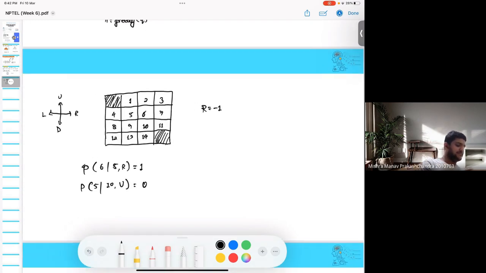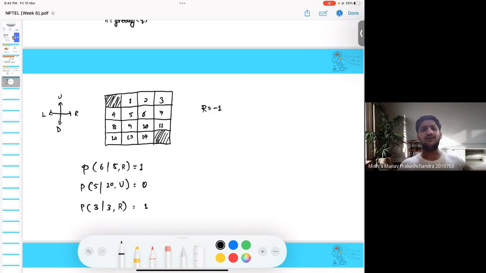Okay, and similarly, the probability of me going to state three, if I start at state three and I go towards the right. So it turns out if I'm at state three and I move towards the right, I won't be able to go because there is nothing over there. I'll stay in the same state, but I'll get a reward of -1. Okay. So this is a very simple example.